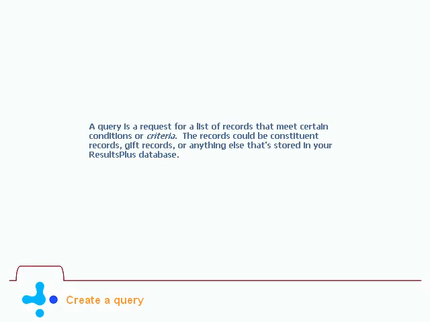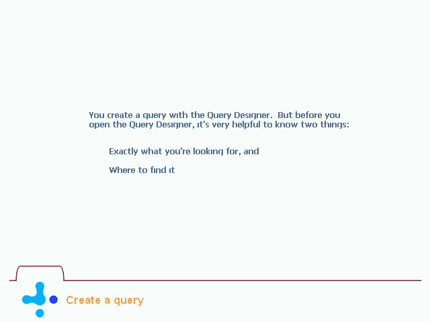A query is a request for a list of records that meet certain conditions or criteria. The records could be constituent records, gift records, or anything else that's stored in your ResultsPlus database. You create a query with the Query Designer, but before you open the Query Designer, it's very helpful to know two things: exactly what you're looking for and where to find it.